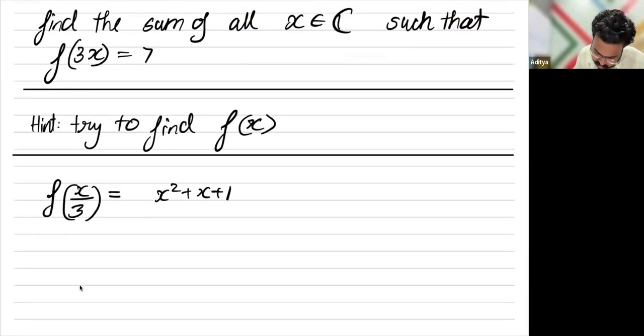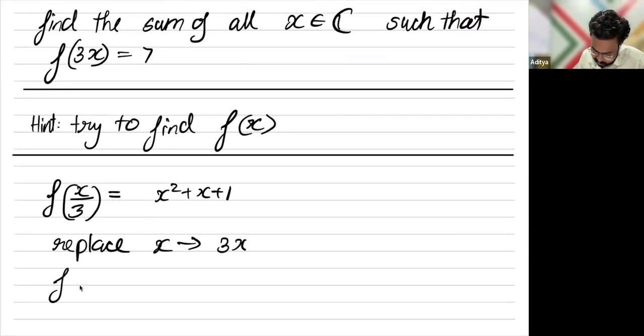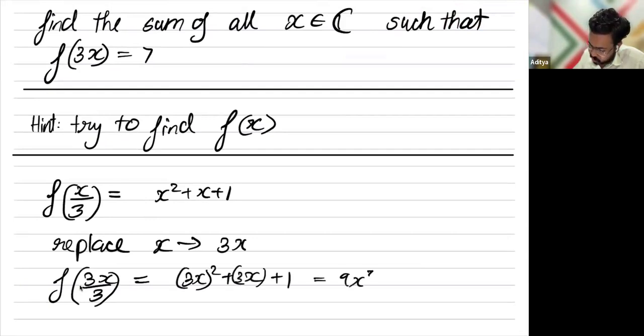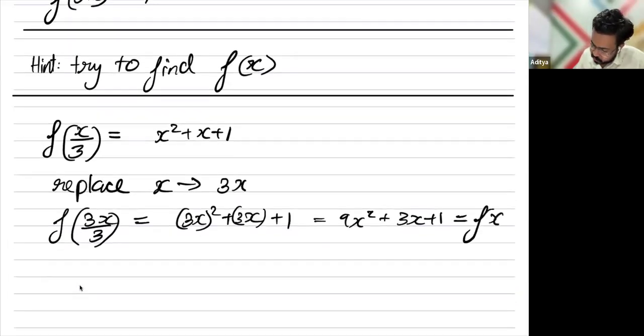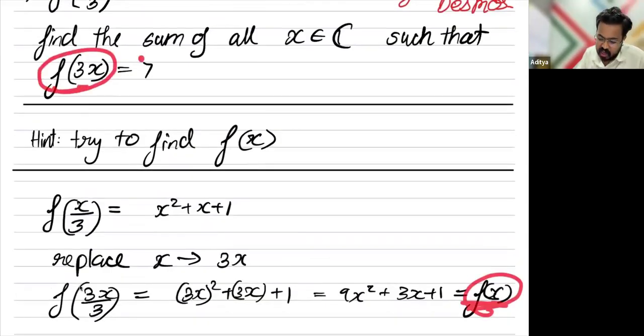So from here, if we replace x with 3x, what we get is f of 3x upon 3 is equal to 3x the whole square plus 3x plus 1. And this is 9x square plus 3x plus 1. And this is f of x only. So half the question is done. You have found what f of x is. Now you have to find f of 3x and equate it to 7. And you will obviously get a quadratic equation. Find roots for that quadratic equation.